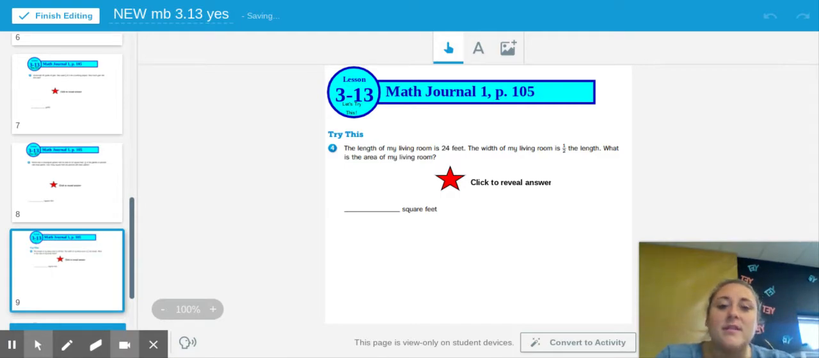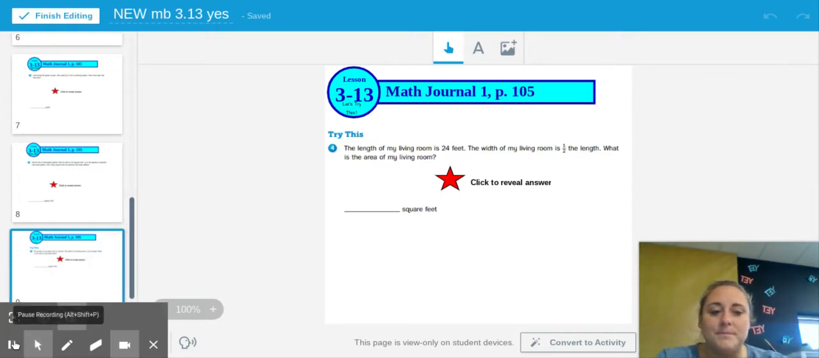Try this. The length of the living room is 24 feet. The width of my living room is 1/2 the length. What is the area? So this is a multi-step problem. Okay, so you first need to figure out what is the width by figuring out the 1/2 of 24, and then think about area. What do you do with that? So pause the video now, go try those, and then come back and check.